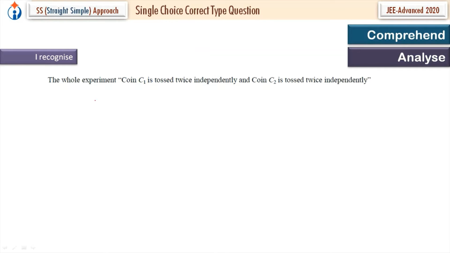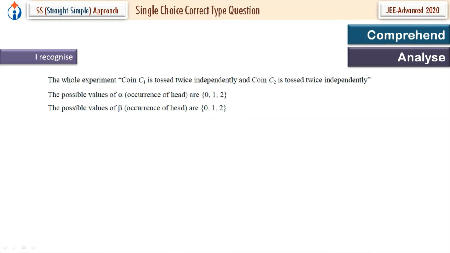I recognize the whole experiment: coin C1 is tossed twice independently and coin C2 is tossed twice independently. That's the whole experiment. So the possible values of alpha, the occurrence of head on C1, are 0, 1, 2. The possible values of beta are 0, 1, 2.